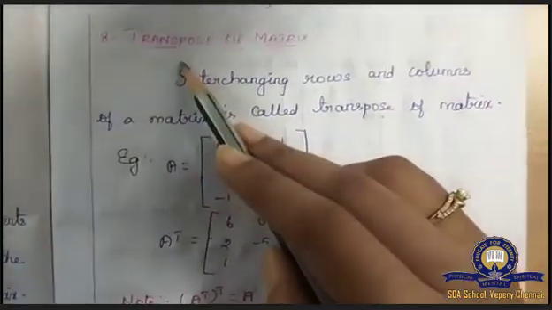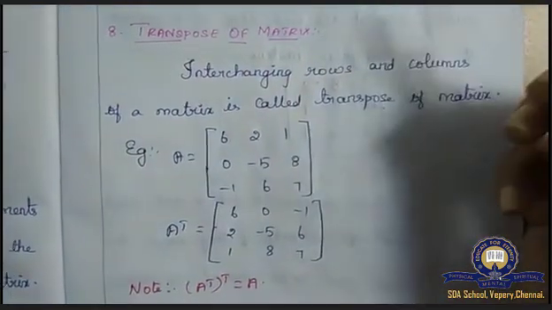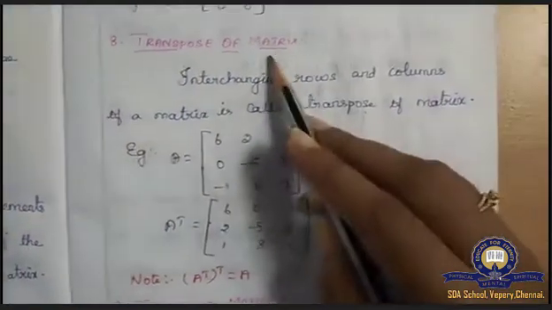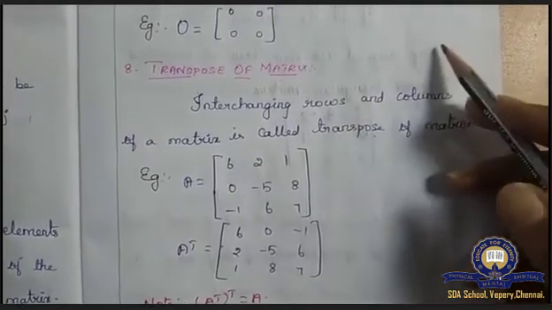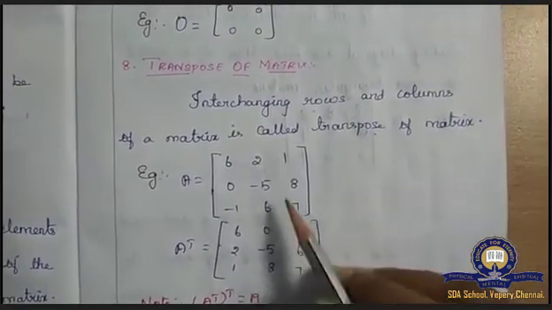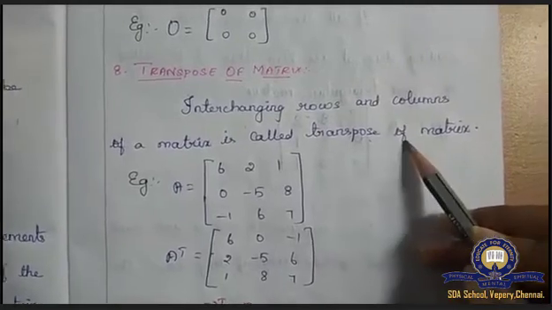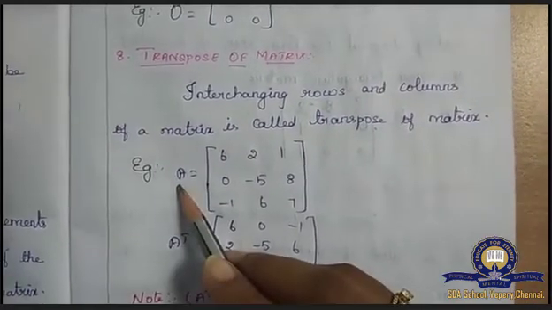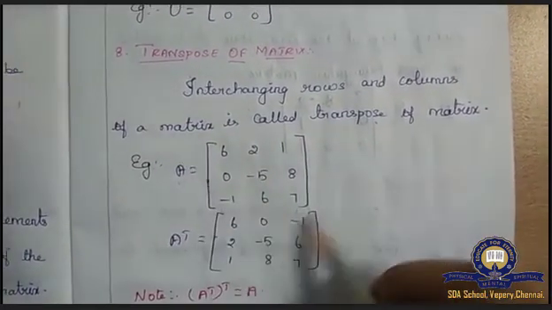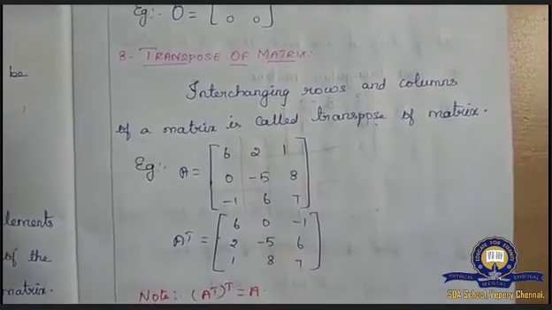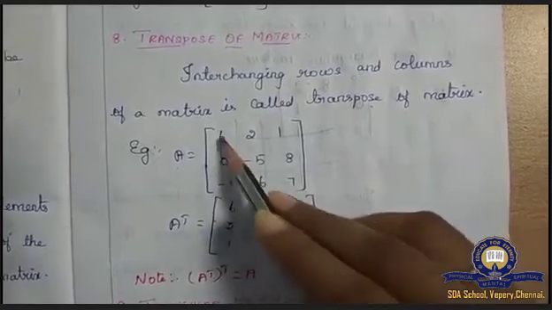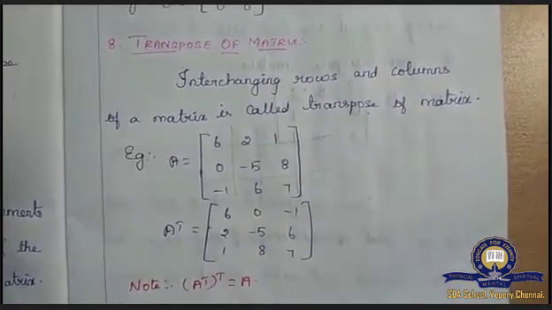Then move on to transpose of a matrix. What do I mean by transpose? Transpose is nothing but whenever you are interchanging rows into columns and columns into rows, okay, that is called the transpose of a matrix. Here I have taken A is equal to a certain matrix, right? So this is row and this is column.